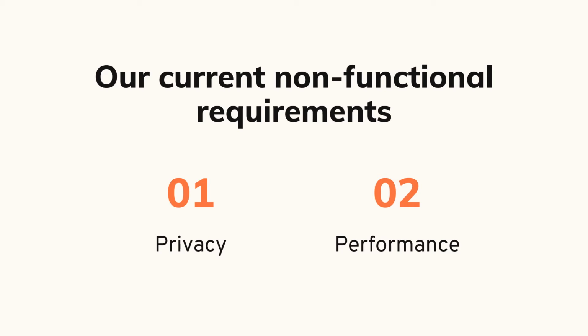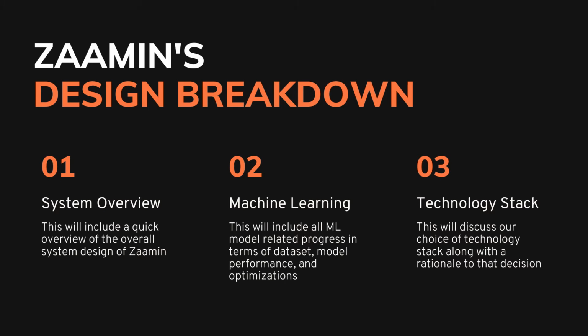But before that, we'd like to first discuss how our further presentation is broken down based on Zaamin's design. The first aspect we'll discuss will be the system overview, which will have a quick overview of the overall system design of Zaamin. Next, we'll move on to a section titled Machine Learning, where we'll include all machine learning model related progress in terms of dataset creation, model performance, as well as any optimizations that we'll be doing. And finally, we'll discuss our choice of technology stack along with the rationale as to why we chose it.